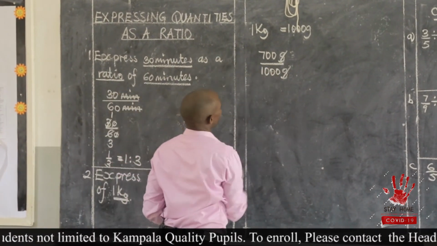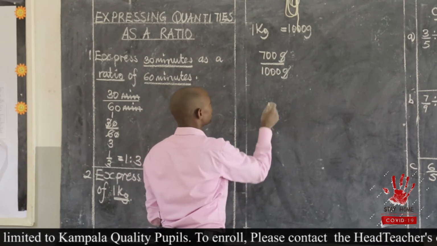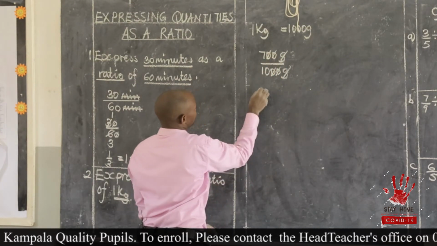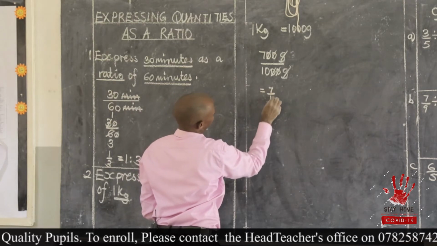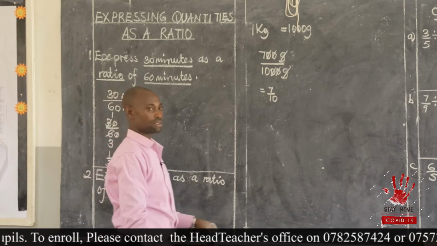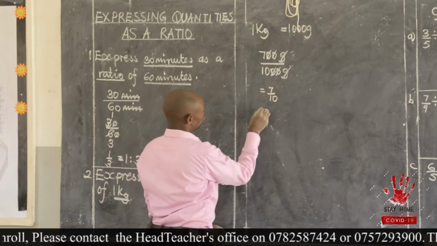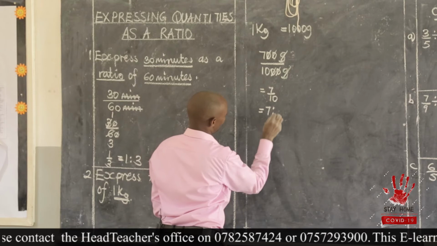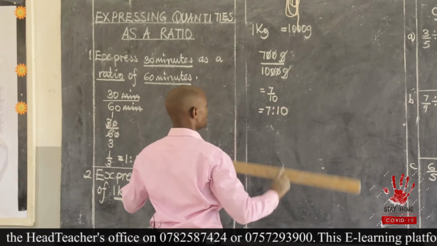So I have 700 out of 1,000. Can this one be further reduced? Yes, beginning with the zeros. That one will go with this. This one will also go with this. So I have got a new fraction, which is 7 out of 10. Can this one be further reduced? No, because we don't have a common factor for 7 and 10. So what is that one in ratio form? It becomes 7 to 10.